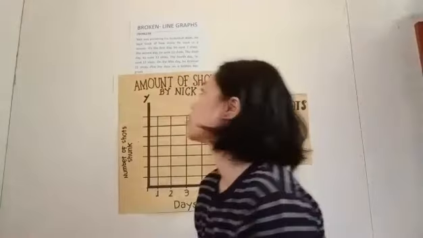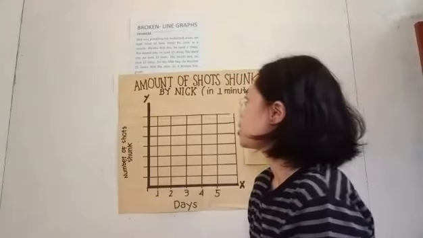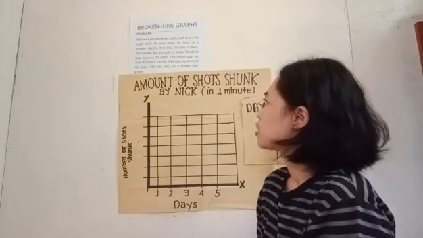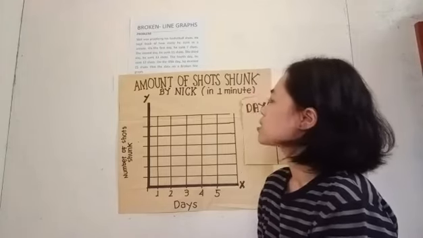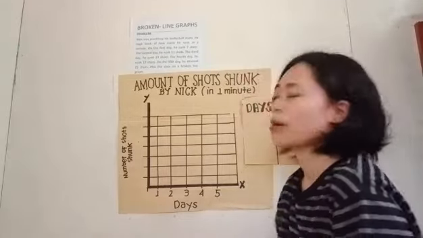So here is an example word problem of a broken line graph. The problem is, Nick was practicing his basketball shots. He kept track of how many he sunk in a minute. On the first day, he sunk 7 shots. The second day, he sunk 11 shots. The third day, he sunk 13 shots. The fourth day, he sunk 17 shots. On the fifth day, he drained 21 shots. So we need to know the amount of shots sunk by Nick in 1 minute.